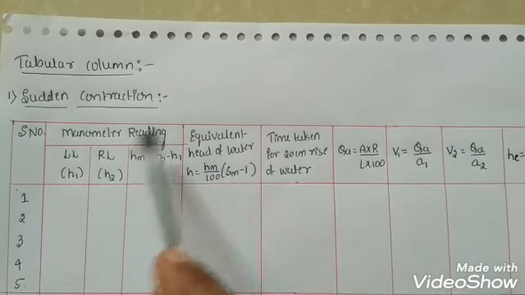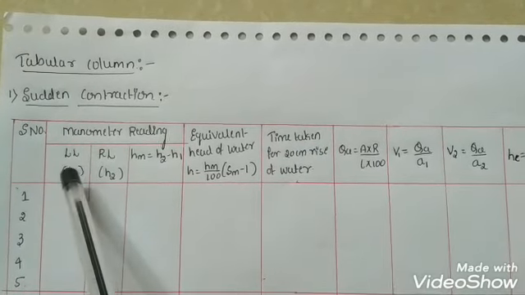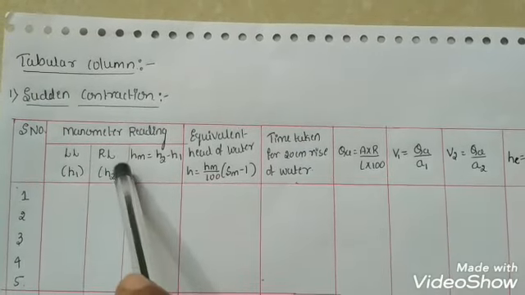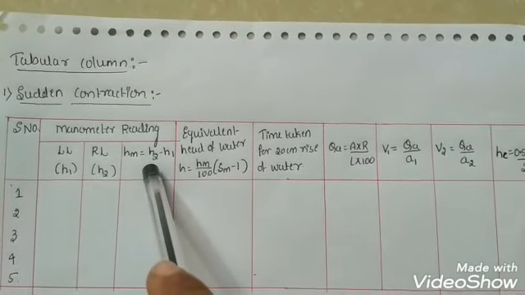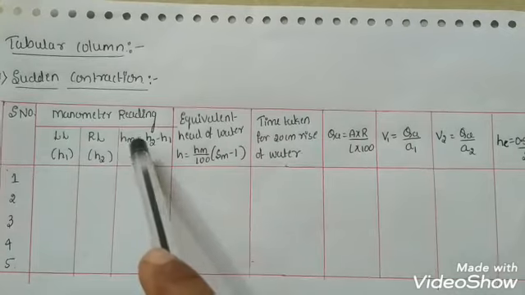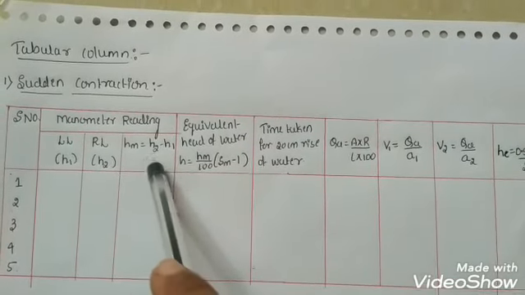Then the manometric reading. As we know, the manometer has the left limb as well as the right limb. You have to take the left limb reading and right limb reading, denoted by H1 and H2 respectively. Then you have to take the equivalent manometer reading, that is HM is equal to H2 minus H1. You just take the difference of these two.